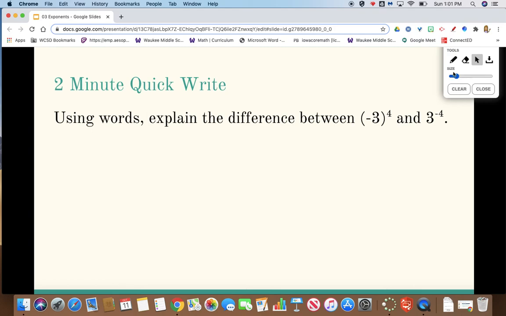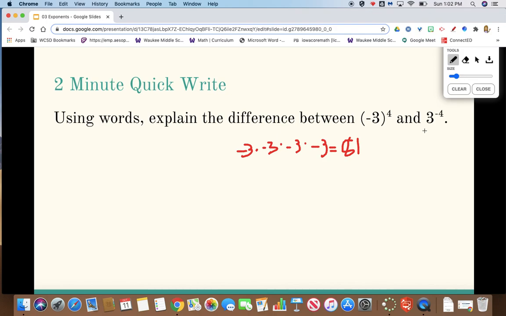All right, you guys, if we think about the difference here, negative 3 to the 4th power means we're taking a negative 3 and we're multiplying it by itself 4 times. It would give us a positive whole answer. The reason it's positive is we have an even number of negatives. So negative 3 to the 4th power would give us positive 81, and that's a whole answer, a whole number.